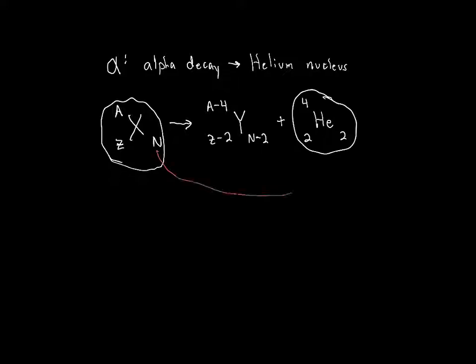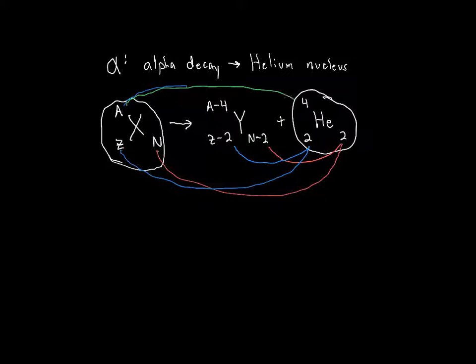So we have N. I have 2 neutrons in helium, so I have to do N minus 2 in my radioactive decay, because I need to conserve the numbers on each side. I have Z, the number of protons. Helium has 2, so I need to take 2 away from my radioactive decay process. And then I have a total of 4 nucleons inside of this helium, so I need to take those away from the decay product. Okay. So this is our radioactive decay for alpha decay.